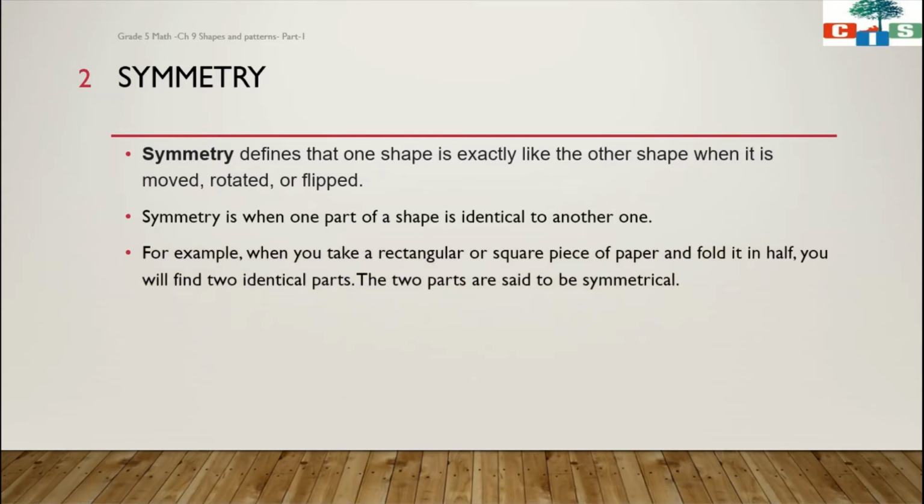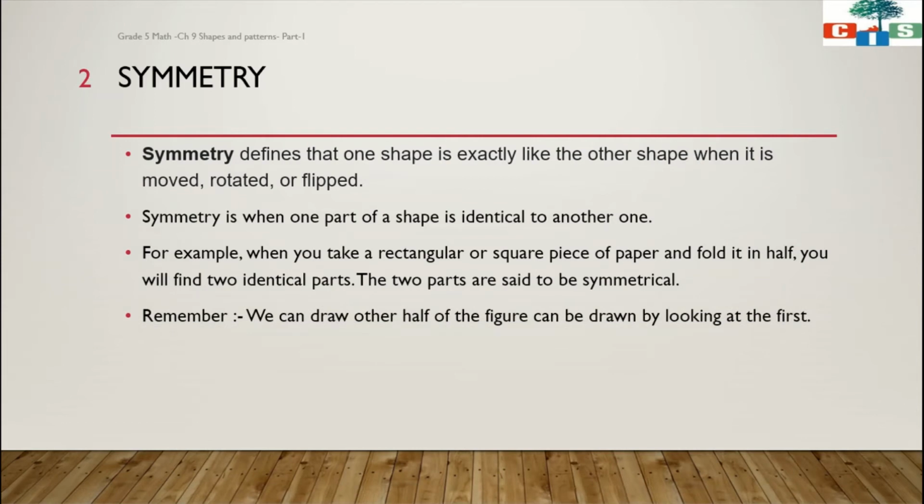Okay, now scholars, we will do one activity to understand this concept in a better way. See scholars, what you have to do, you have to take one square piece of paper or rectangular piece of paper, and then you have to fold it in halves. Okay, this activity we will do in a Zoom class, but before that I want you to do it at your homes. Then you have to fold that piece of paper and then again open that paper. Okay, when you open that piece of paper, you will find two identical parts, two similar parts, and those two parts are said to be symmetrical. Okay, so scholars, you have to do this at your home.